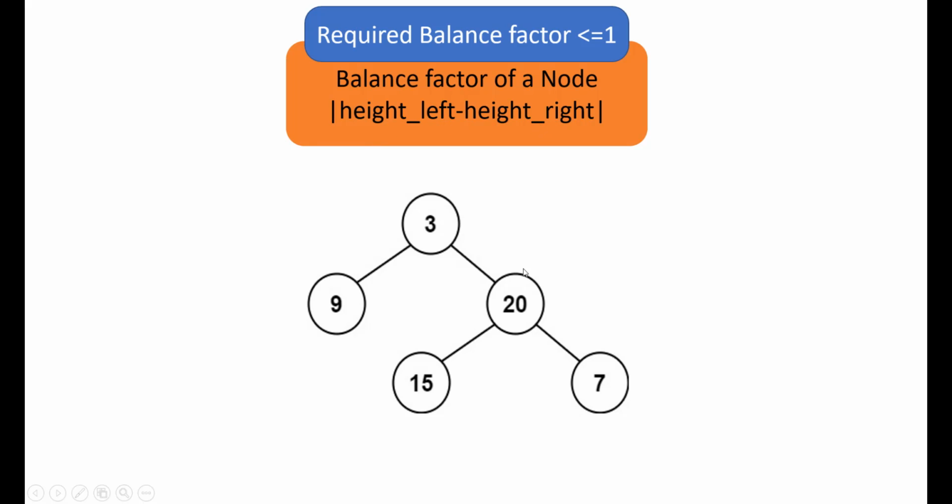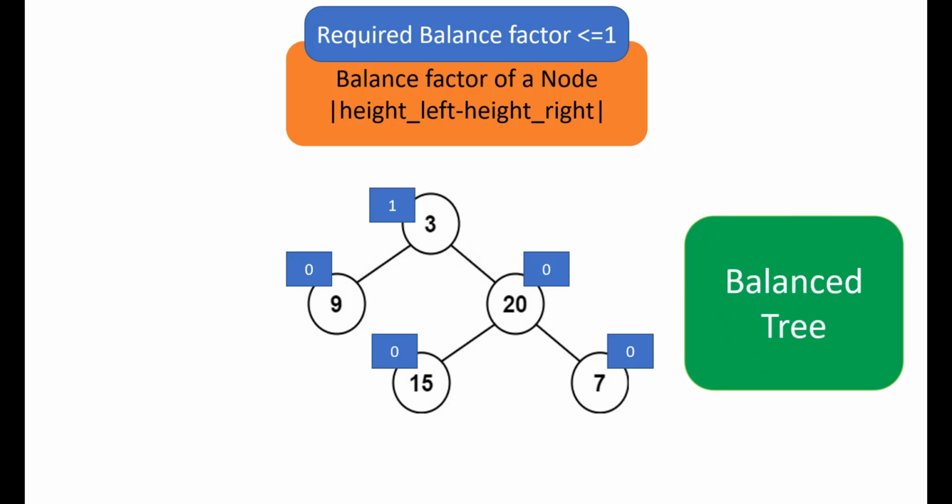So if we see the example 1 that was mentioned in the question, the balance factors for all the nodes is as follows. For the leaf nodes, the balance factor would be 0, and for node 20, the balance factor is 0 as the height of left and right is 1. Whereas for the root node, the balance factor is 1 as the left height is 1 and the right height is 2. So 2 minus 1 is 1. So we can say that this tree is a balanced tree.